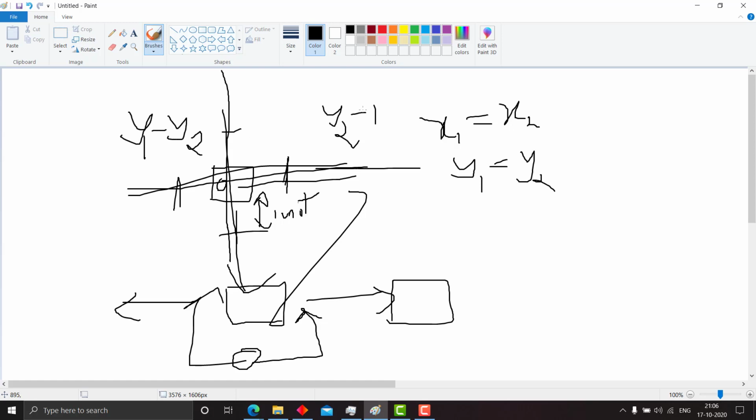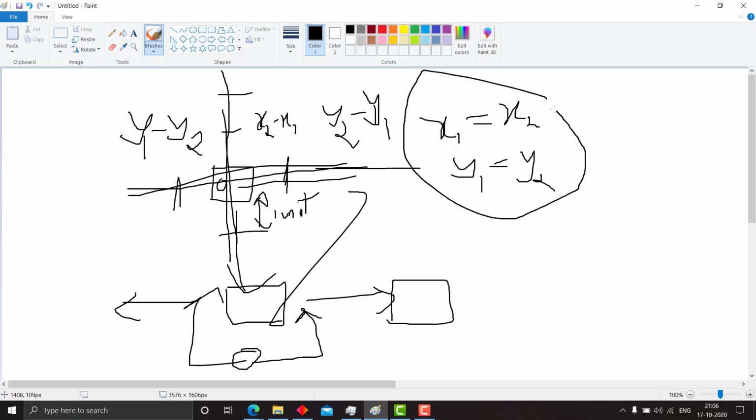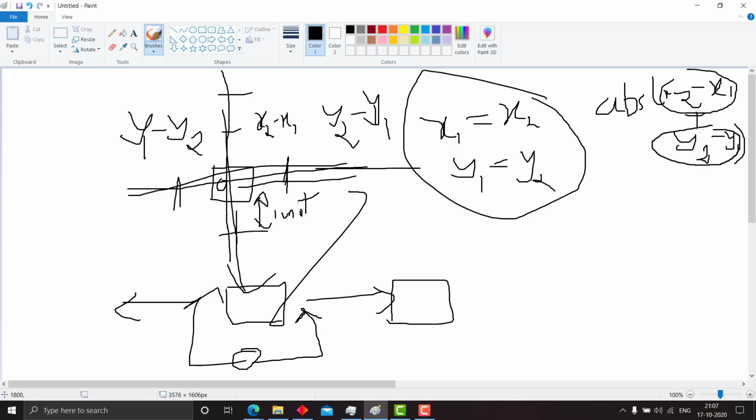So this was straightforward. Similarly, you can do it for the same x coordinate. If x2 is greater than x1, then I can drag it in x2 minus x1 time. That means if either of the coordinates are equal, I can drag it in absolute of x2 minus x1 plus absolute of y2 minus y1 time. Either this is 0 or this is 0, and we get the answer.